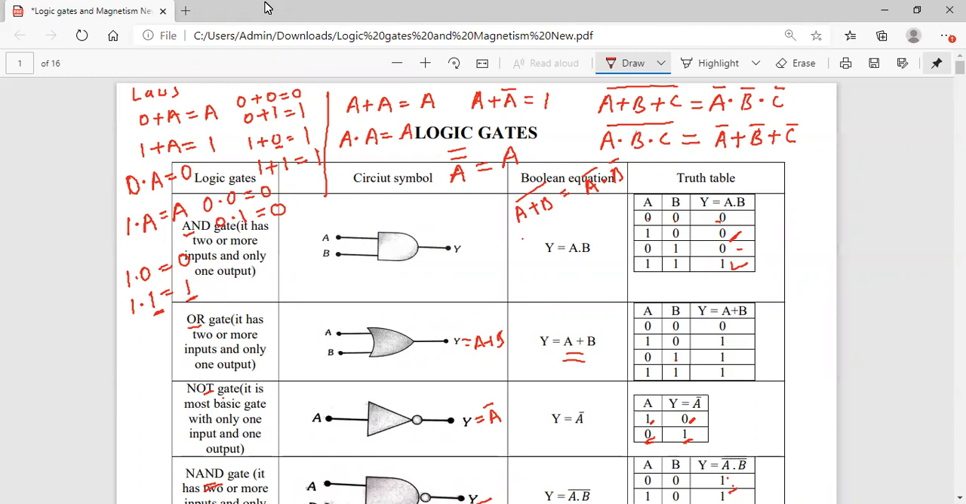Similarly, if I take A dot B whole bar, this is A bar plus B bar. For two inputs, this is the formula. For three inputs, this is the formula.